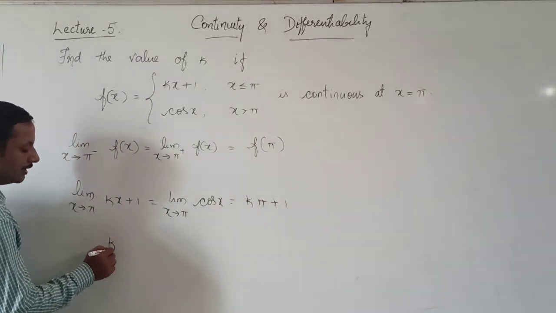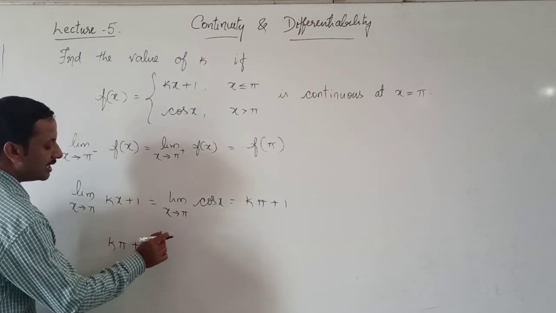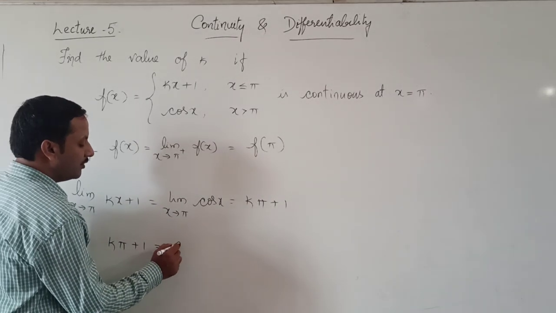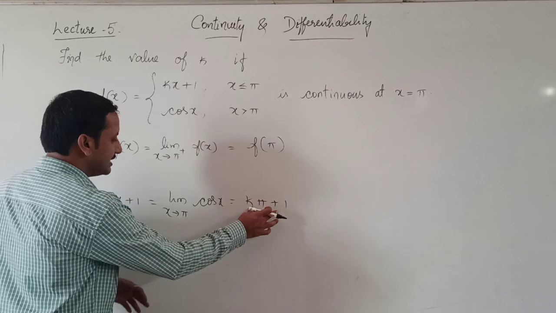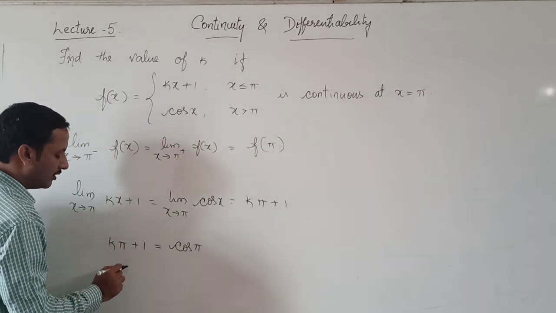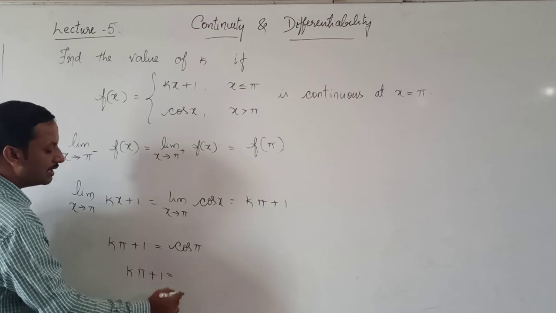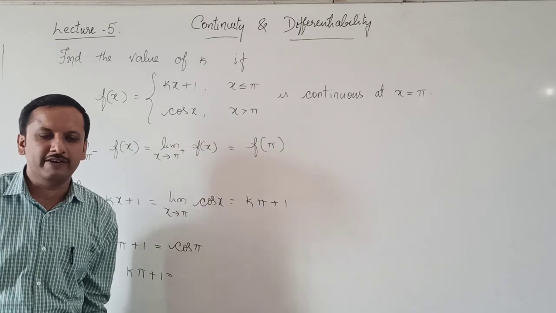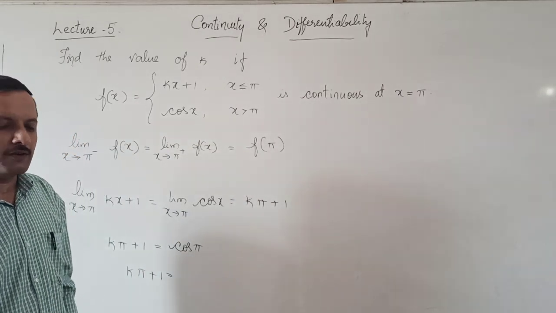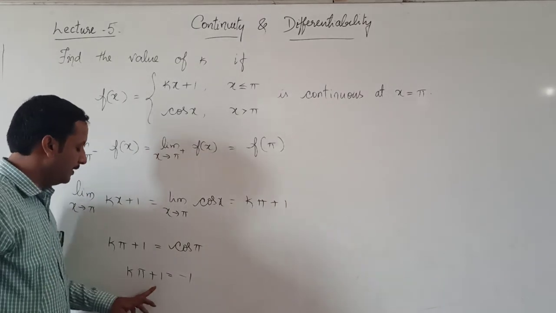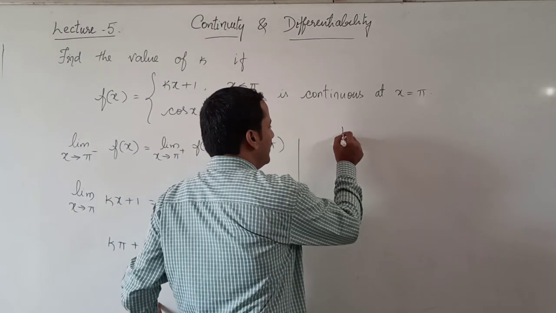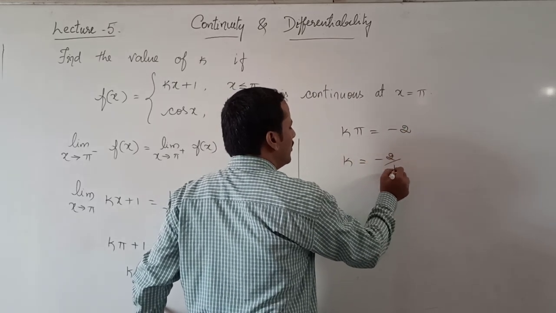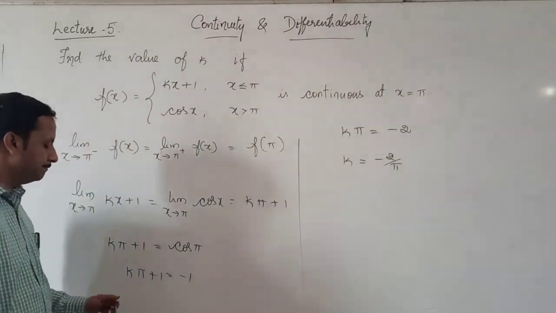Okay, apply the limit here. Limit x tends to pi of cos x gives cos pi. So k pi plus 1 is equal to cos pi. Students, what is the value of cos pi? Yes, you are right. Cos pi is equal to minus 1. Take that 1 into the RHS here. We get k pi is equal to minus 2, and therefore k is equal to minus 2 by pi.